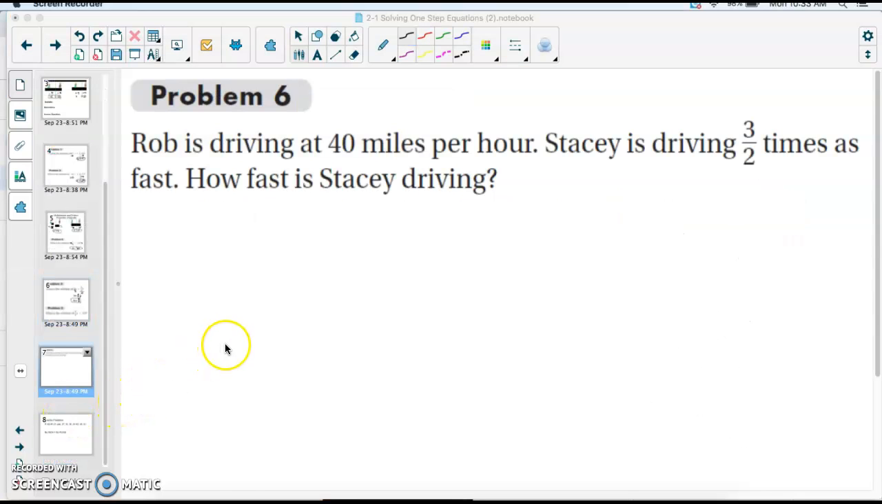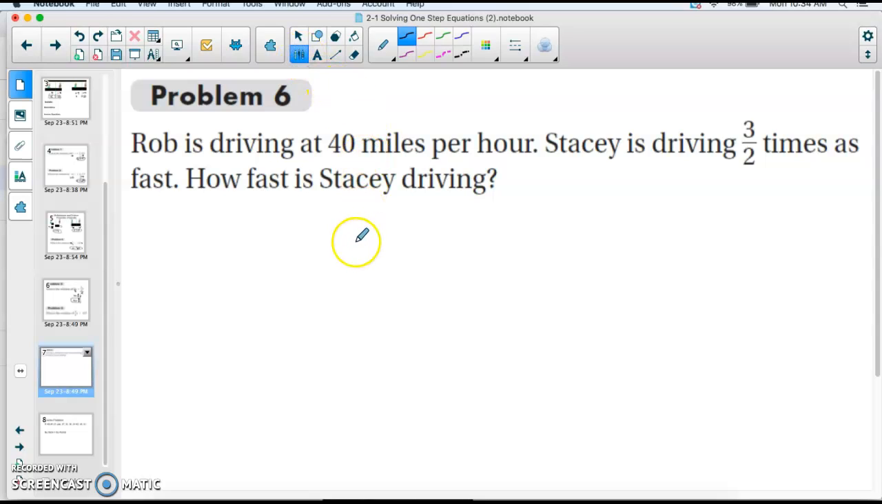All right, last problem here. Rob is driving at 40 miles per hour, and Stacy is driving 3/2 times as fast. So really, that's like 1.5 times as fast. How fast is Stacy driving? Okay, so Stacy is driving 3/2 times as fast as Rob. In math, it's a language, we can translate it from English. So 3/2 times as fast as Rob is what Stacy is driving.